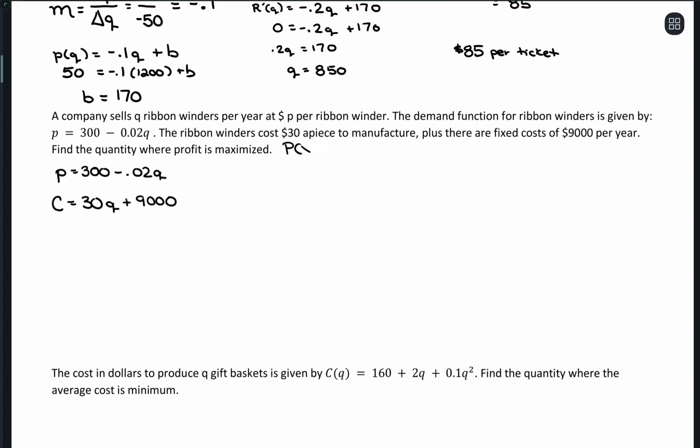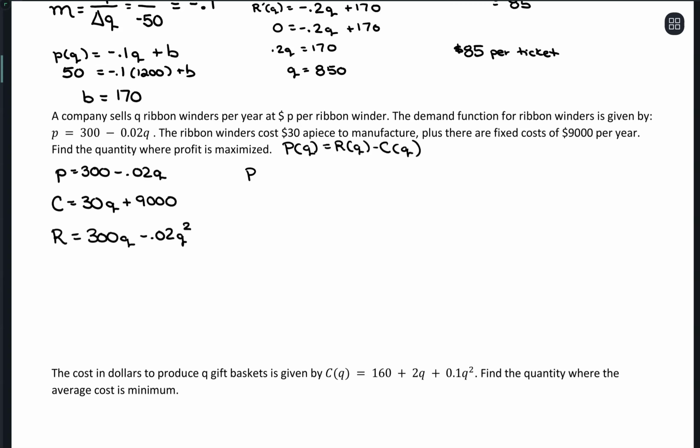Okay, so profit is coming from revenue minus cost. So revenue, we just talked about, is taking the price function times Q. So we have price is equal to 300 minus 0.02 Q. So that means revenue is going to be taking that times Q. So we'd have 300 Q minus 0.02 Q squared.